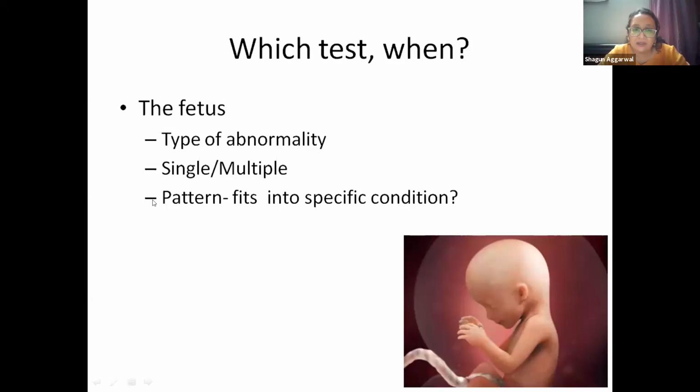Another important thing is the pattern of the abnormality. If you have multiple malformations, are they fitting into a specific condition? Suppose I see holoprosencephaly, polydactyly, and multicystic dysplastic kidney, I'll think of trisomy 13. I would not do an exome in that case. Whereas if I'm looking at encephalocele with polydactyly and multicystic kidneys, then I'm thinking of Meckel-Gruber, which is a single gene condition, and I will be doing an exome there. So look at the pattern and see what it fits into, and that can guide which tests to do.